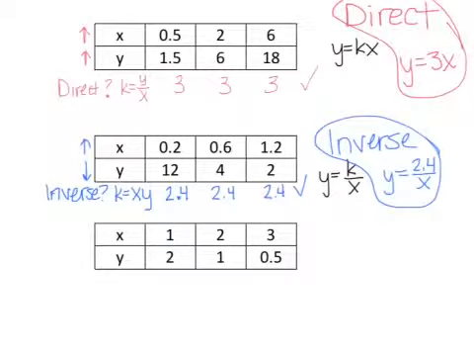All right, last one. What happens with x and y? We have a possibility of direct or inverse, and k equals xy. So what's 1 times 2? 2. 2 times 1? 2. And 3 times 0.5? 1.5. So is this a variation? No. So your answer is neither, or no variation.